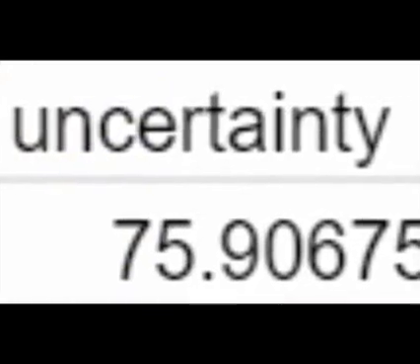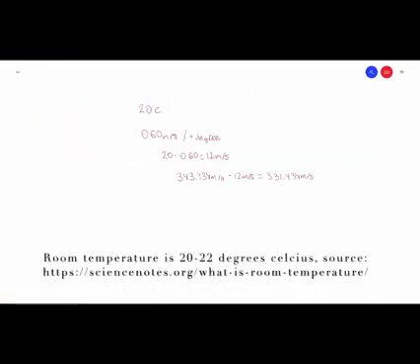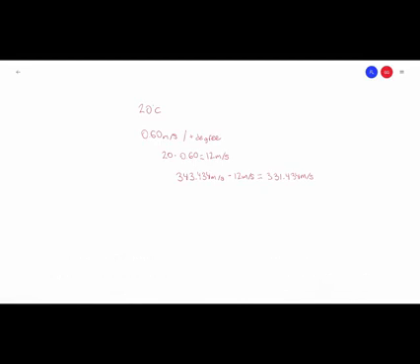We then found the uncertainty value, which was found using half the range. This also shows the high uncertainty and variance in the experiment. Since we assume the room temperature of 20 degrees Celsius, 0.60 times 20 equals a decrease in speed of 12 meters per second. Therefore, 343 minus 12 equals 330 meters per second at 0 degrees Celsius.